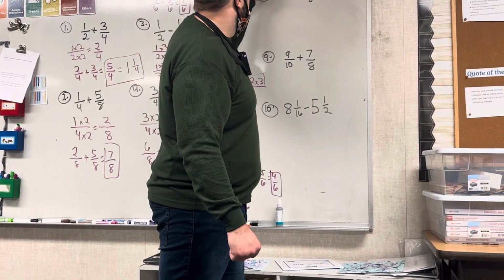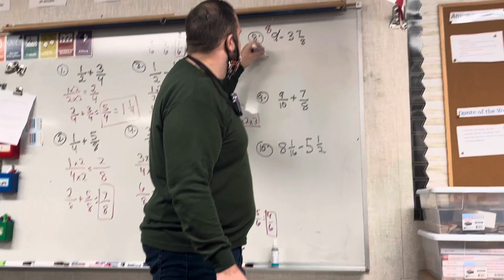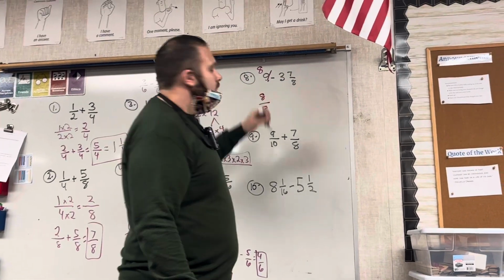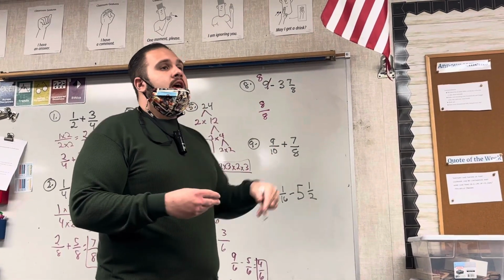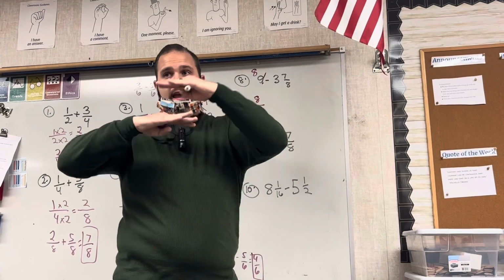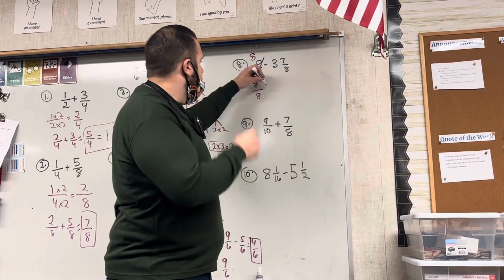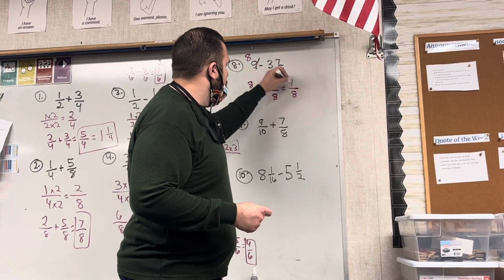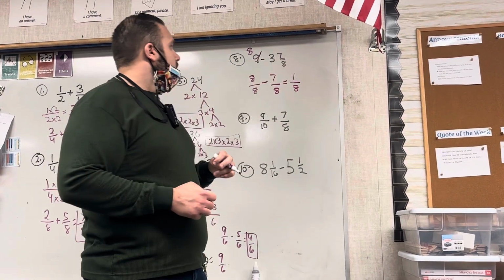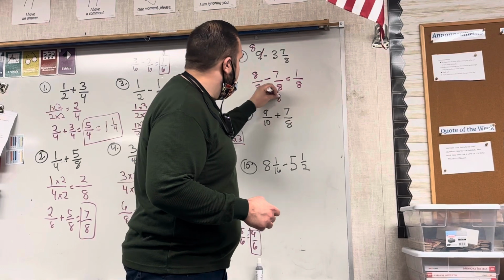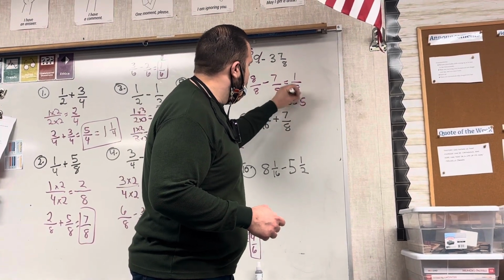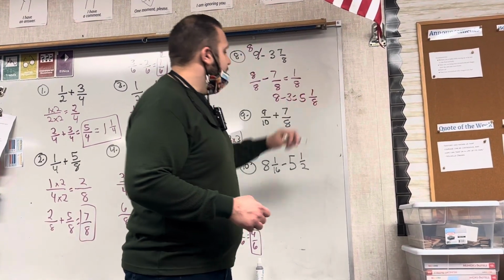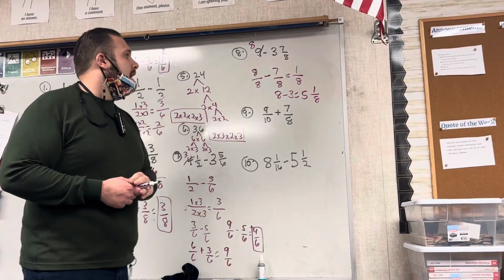So I'm going to take my whole number, and I'll make it 8/8. Because any whole number can be a fraction if the numerator and denominator are the same. Okay? So 8/8 minus 7/8 equals 1/8. And now I take my whole numbers. 8 minus 3 equals 5. I got 5 1/8. I'm going to say that one more time.